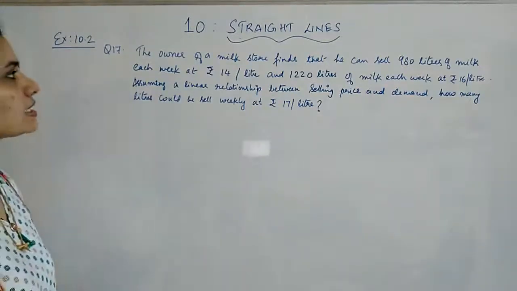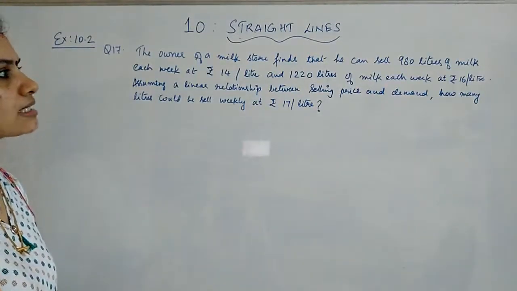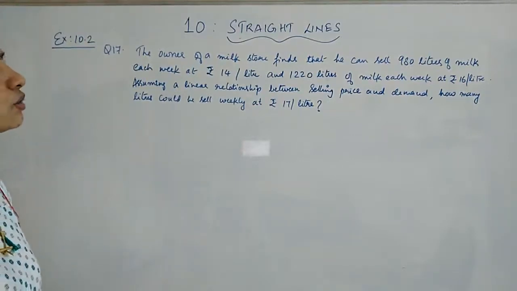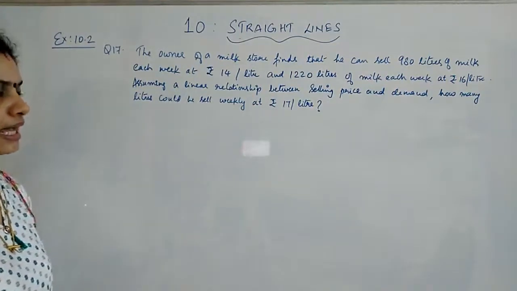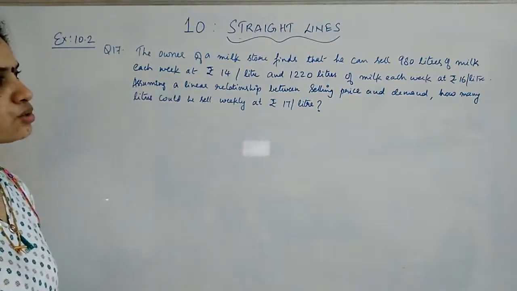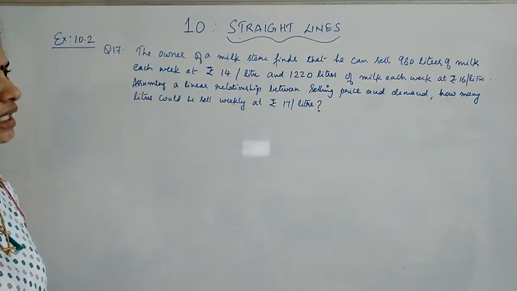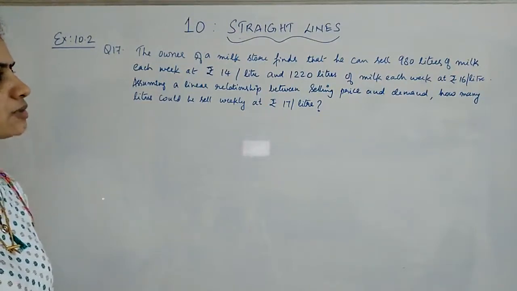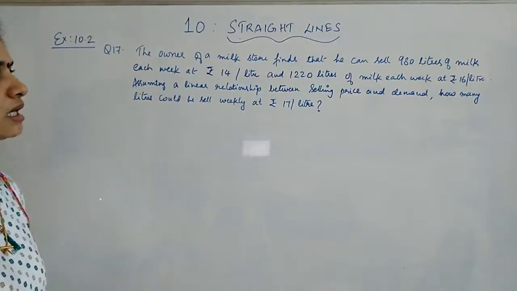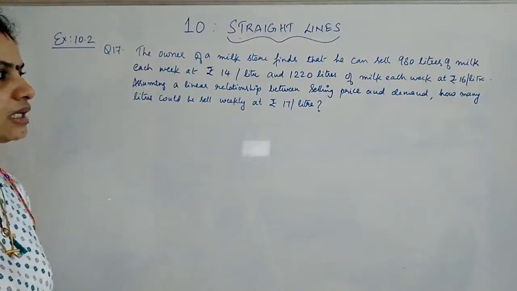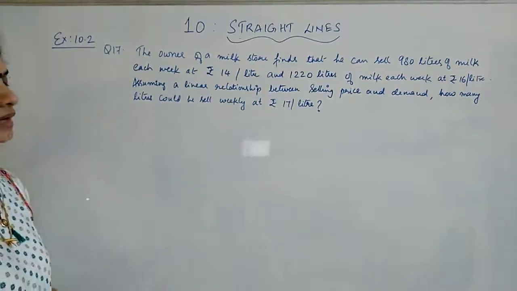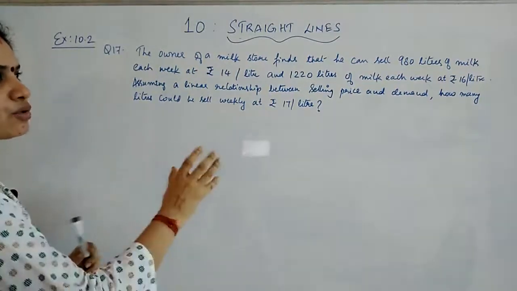Question number 17 is, the owner of a milk store finds that he can sell 980 liters of milk each week at rupee 14 per liter and 1220 liters of milk each week at rupee 16 per liter. Assuming a linear relationship between selling price and demand, how many liters could he sell weekly at rupee 17 per liter?